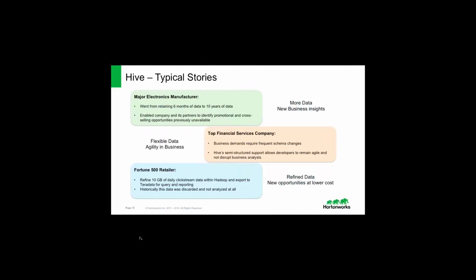Here are some typical Hive stories. They're all around both development of new business insights due to being able to retain more data and also mashing data together, as well as flexible data agility, the ability to ramp up very quickly, because since you're not changing the underlying data and you're just creating a meta layer on top of your data, you can quickly adapt and change your data. There isn't the tight data type integration that you get in your traditional data warehouse, such as foreign keys and tightly set data types.